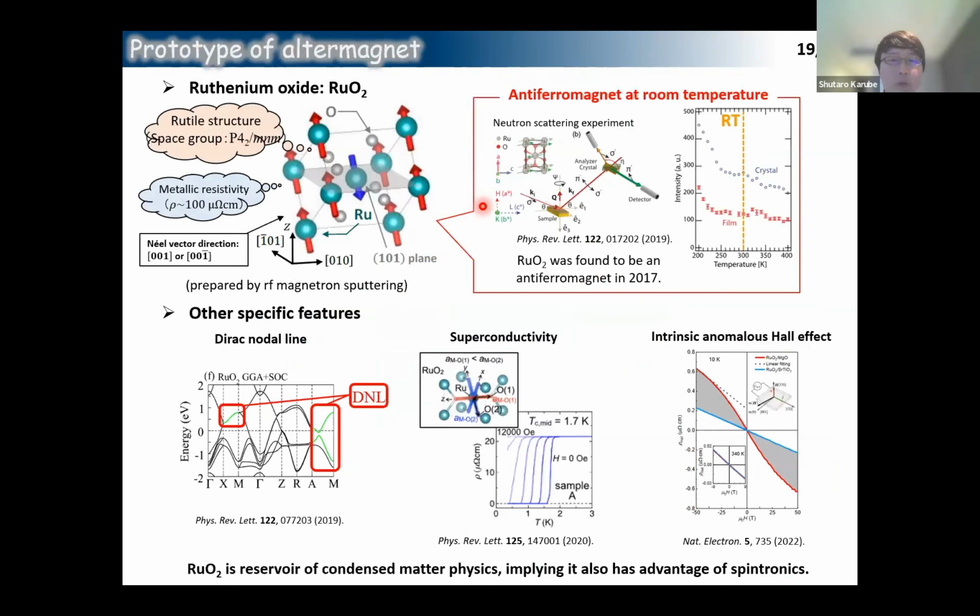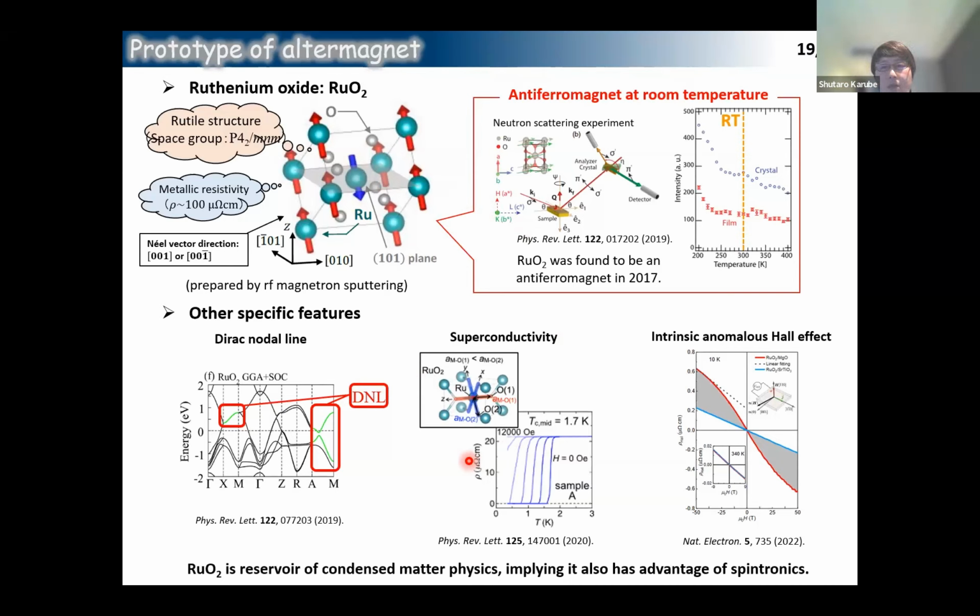This is just ruthenium dioxide, as I mentioned before. This oxide is indeed a versatile material that plays a significant role in exploring and validating the phenomena related to altermagnetism. Here's a brief overview of ruthenium dioxide. This oxide has a rutile type crystal structure and really low resistivity like metals. The Néel vector is aligned to the 001 direction, the C-axis.